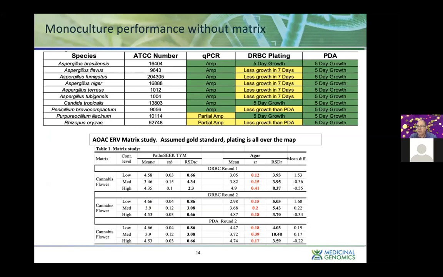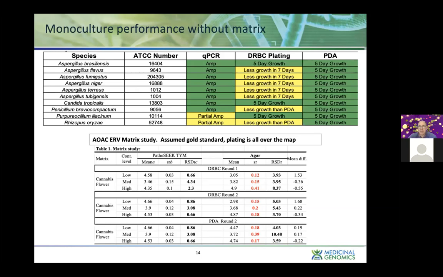We took many flavors of them from ATCC and started plating them as monocultures. No matrix background interfering with this, just to see, do we pick them up with PCR? Do we pick them up with PDA? And do we pick them up with DRBC? The vast majority of them did not grow in 5 days on PDA. We had to push them out to 7 days to get some of the colonies to emerge. We picked up most of them with PCR. We have some weak CTs and Rhizopus that we're trying to address. PDA picked them all up.